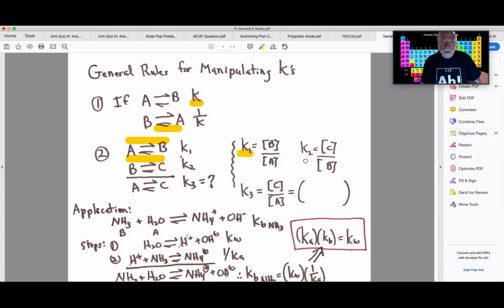I've written the same thing for K2. It's C over B. Now, you know the answer for K3, it's C over A. Okay, math fans, what do you have to do to K1 and K2 to get K3? Let me give you a moment to look at that.